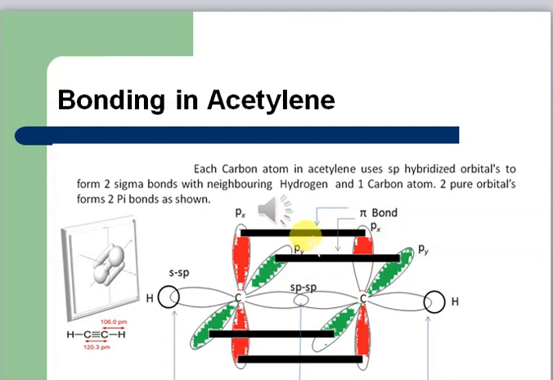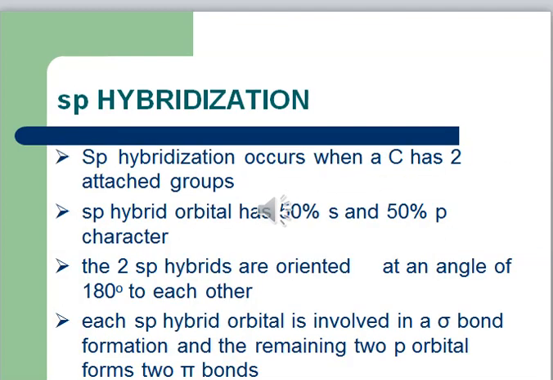So always remember that hybrid orbitals always form a sigma bond, while the unhybridized orbitals always form the pi bond. So in case of acetylene, what do we have? A sigma bond and 2 pi bonds. So let's have a summary.